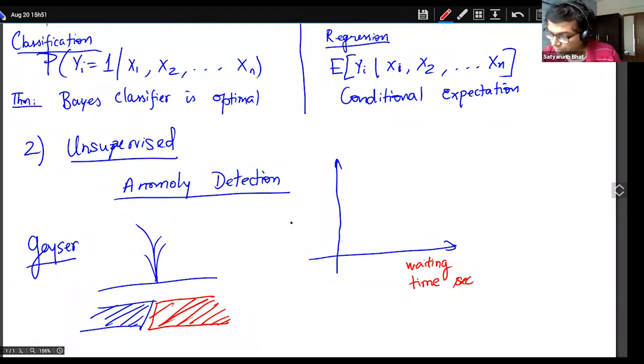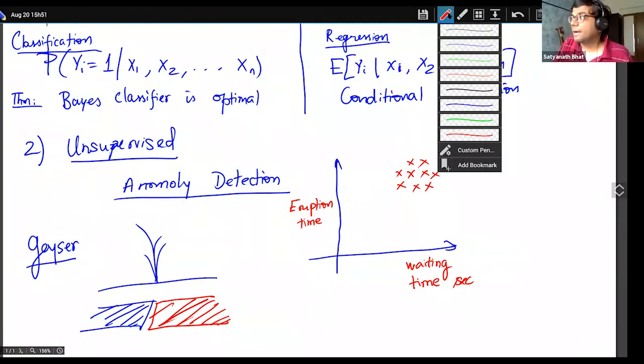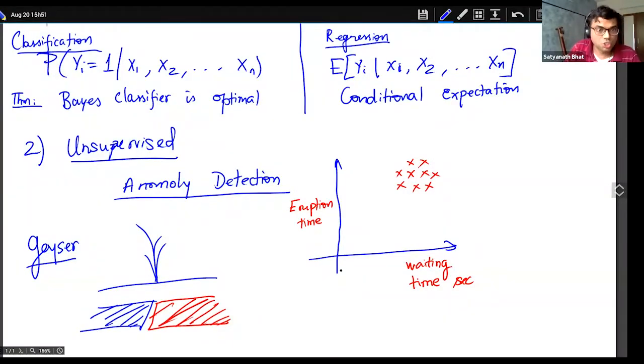And then they look at eruption time. If the eruption has taken a lot of time, then what it probably means is that the water and the lava have been mixing, but they have not been able to come out, right? So when the waiting time is large, the eruption time also tends to be large. If you plot all these data points, you will have something like this. Similarly, if the waiting time has been short, that means just now there was an eruption and immediately there is one more eruption. Then typically you will have some pattern like this.